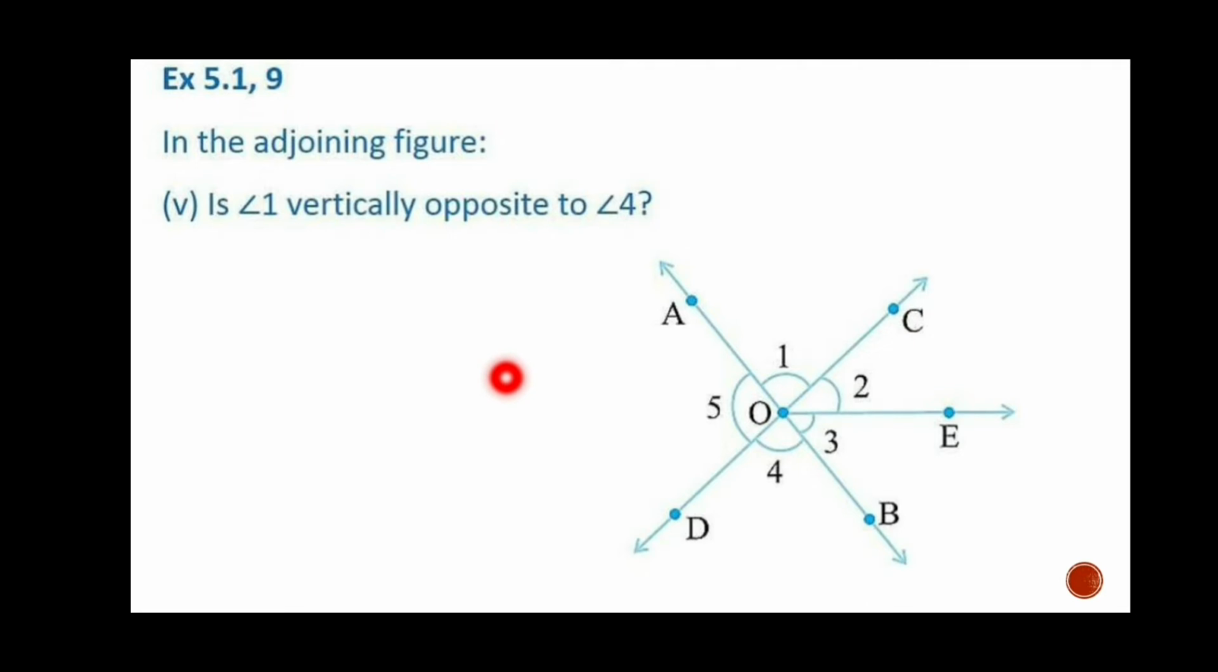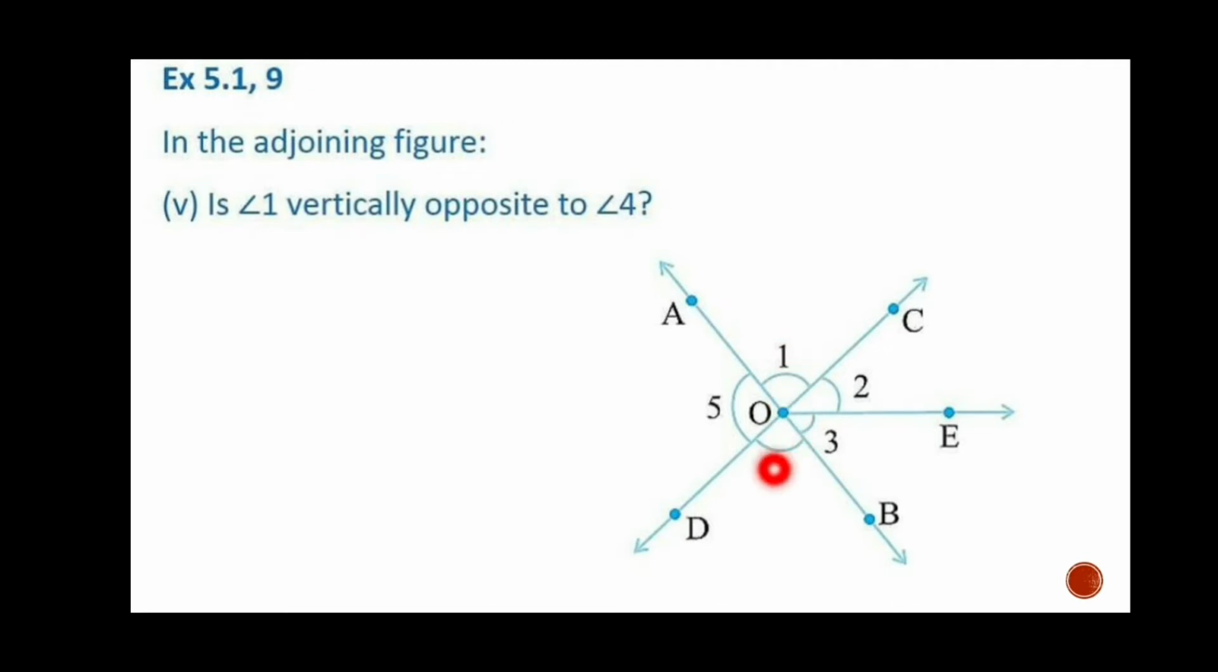Now you might have remembered the concept of vertically opposite angles. When two lines cross each other, the angles thus formed are equal. So where is angle 1? Angle 1 is this and angle 4 is this.